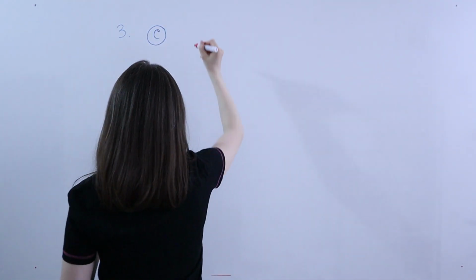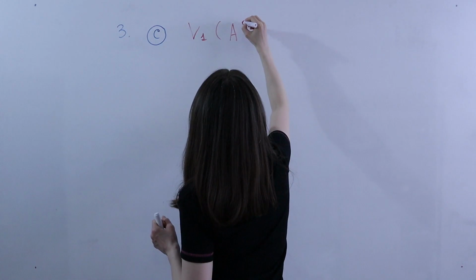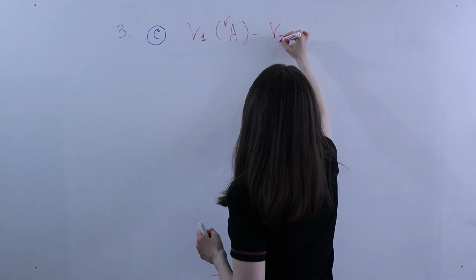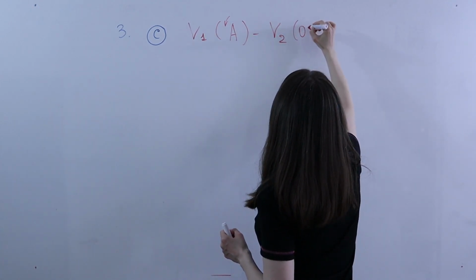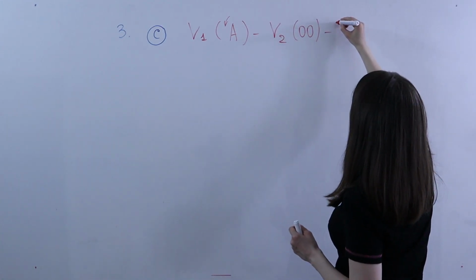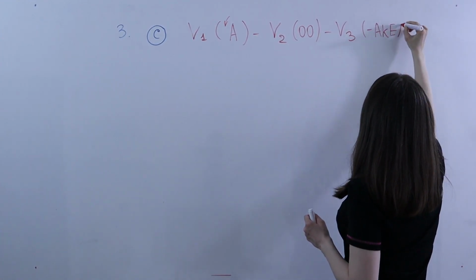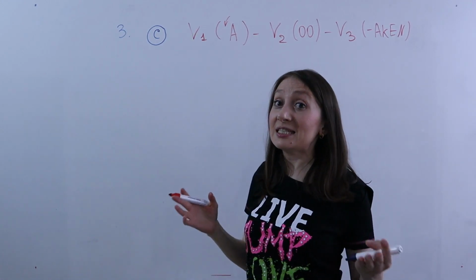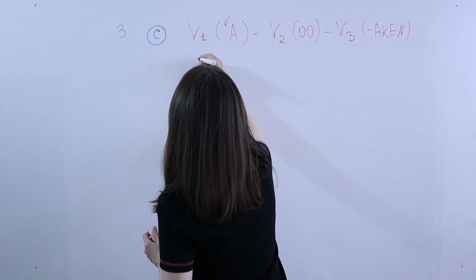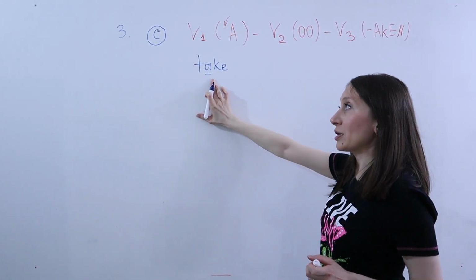Here we have the main verb, and the letter A is stressed here, right? Next, in past simple, verb 2, we have double O letters, and in verb 3, we have the ending aken. For example, take, took, taken. You see, the letter A is stressed.